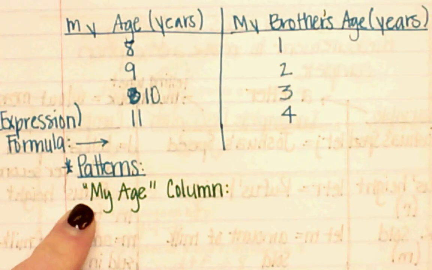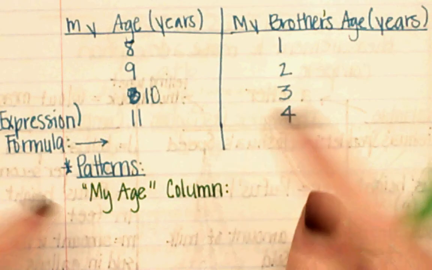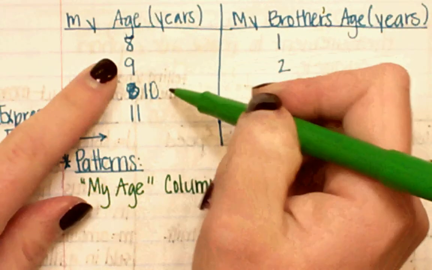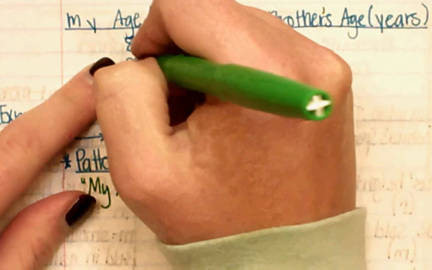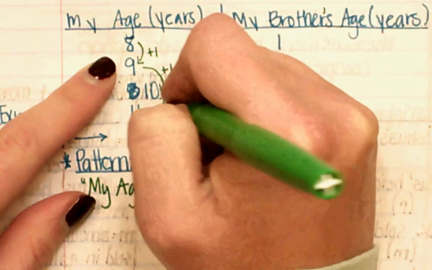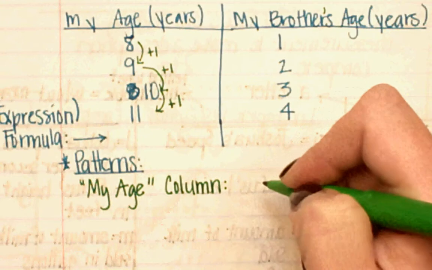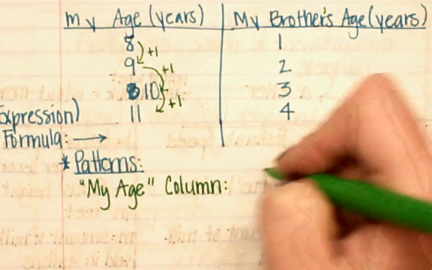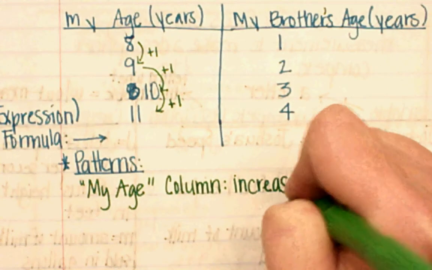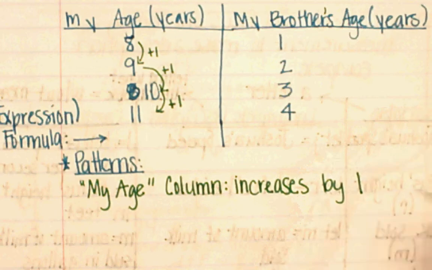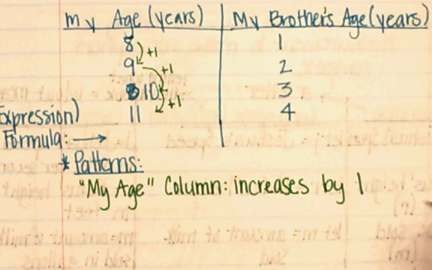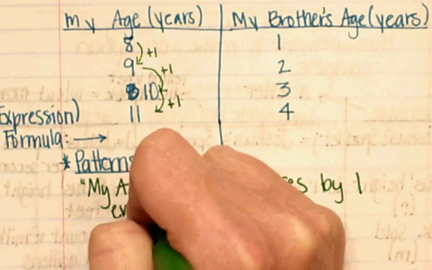Now remember, column means top to bottom, and so I'm talking about this section right here. I go from 8 to 9, and then 9 to 10, and then 10 to 11, so I'm actually adding 1 year every time it goes down. So my age column increases by 1 every time.